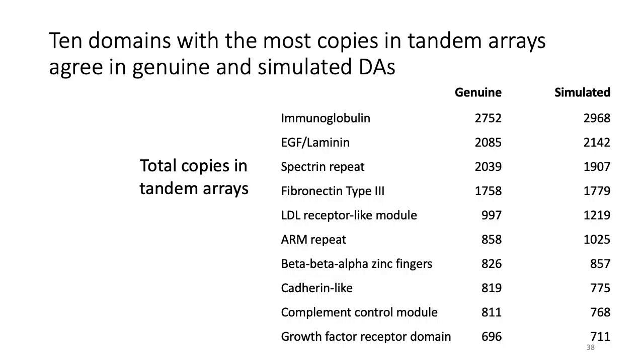We also considered the most repetitive domains in each dataset and found that the 10 domains with the most repeat copies were the same in both datasets, although the ranking is slightly different. This demonstrates that the Markov chain can model tandem repeats despite the lack of an explicit duplication function.